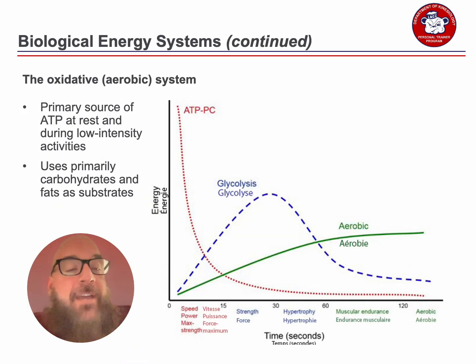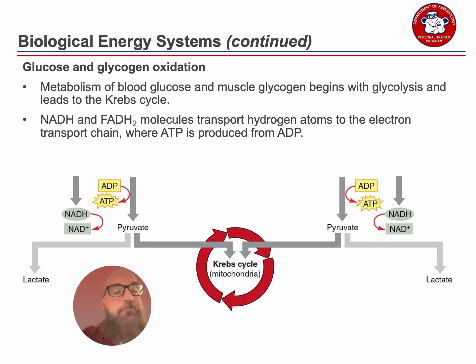Then we have the final system, the third system, which is bang for buck. The most amount of ATP we get out of that is going to be the oxidative aerobic system. That's the green line. And it's going to be the primary source of ATP at rest and during low intensity activities. So it uses primarily carbohydrates and fats to get energy out of. That's what that substrate is.